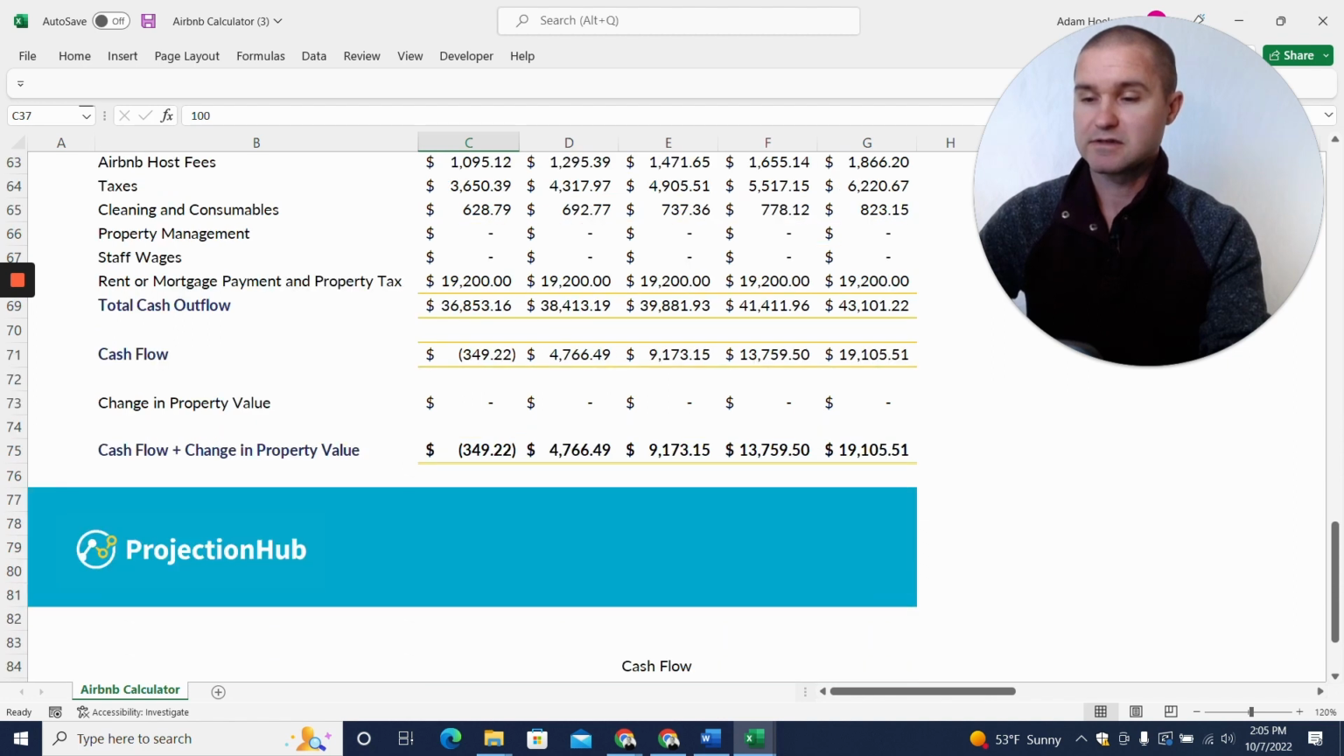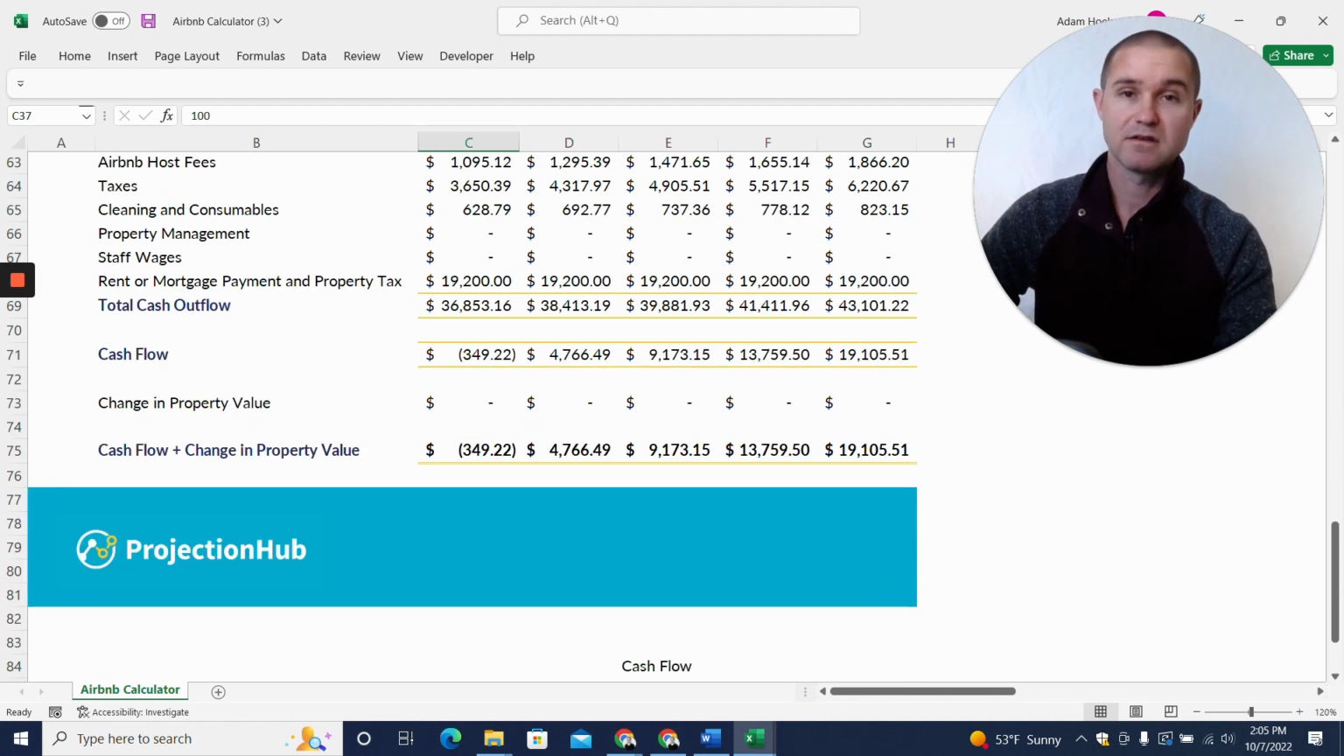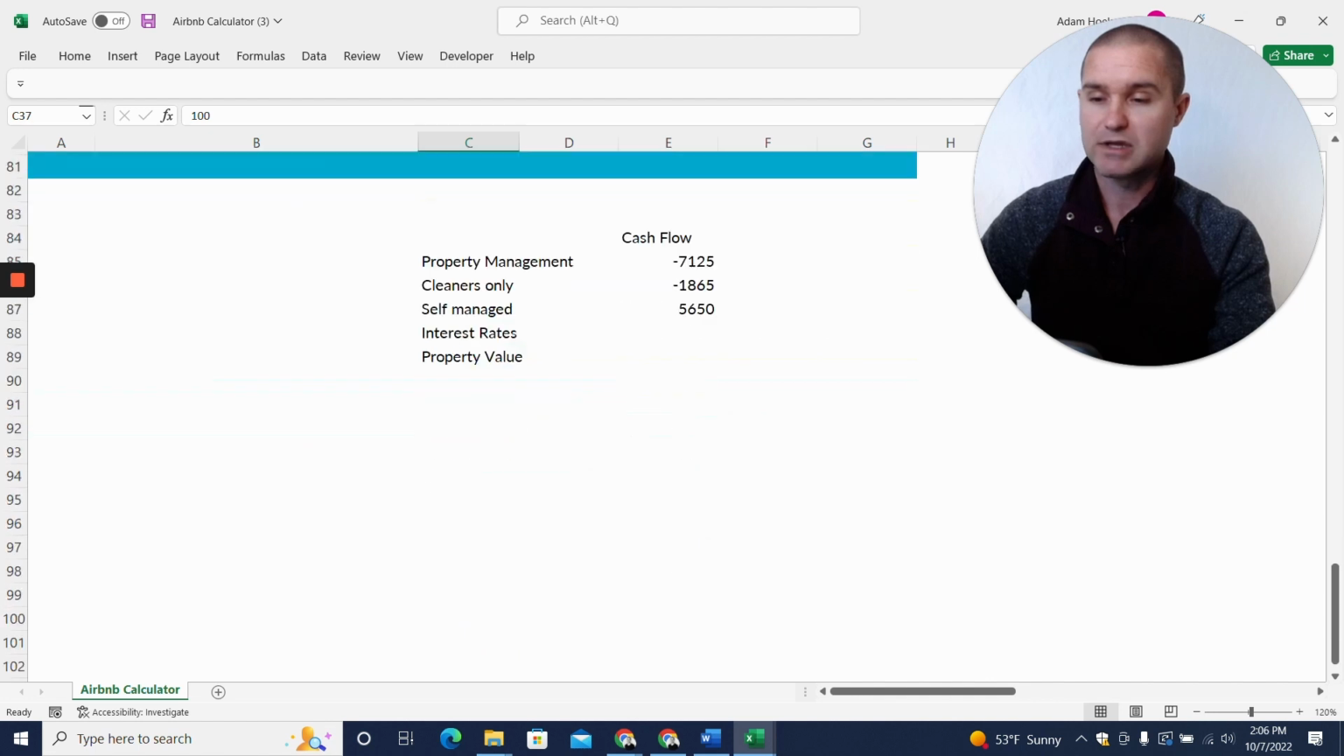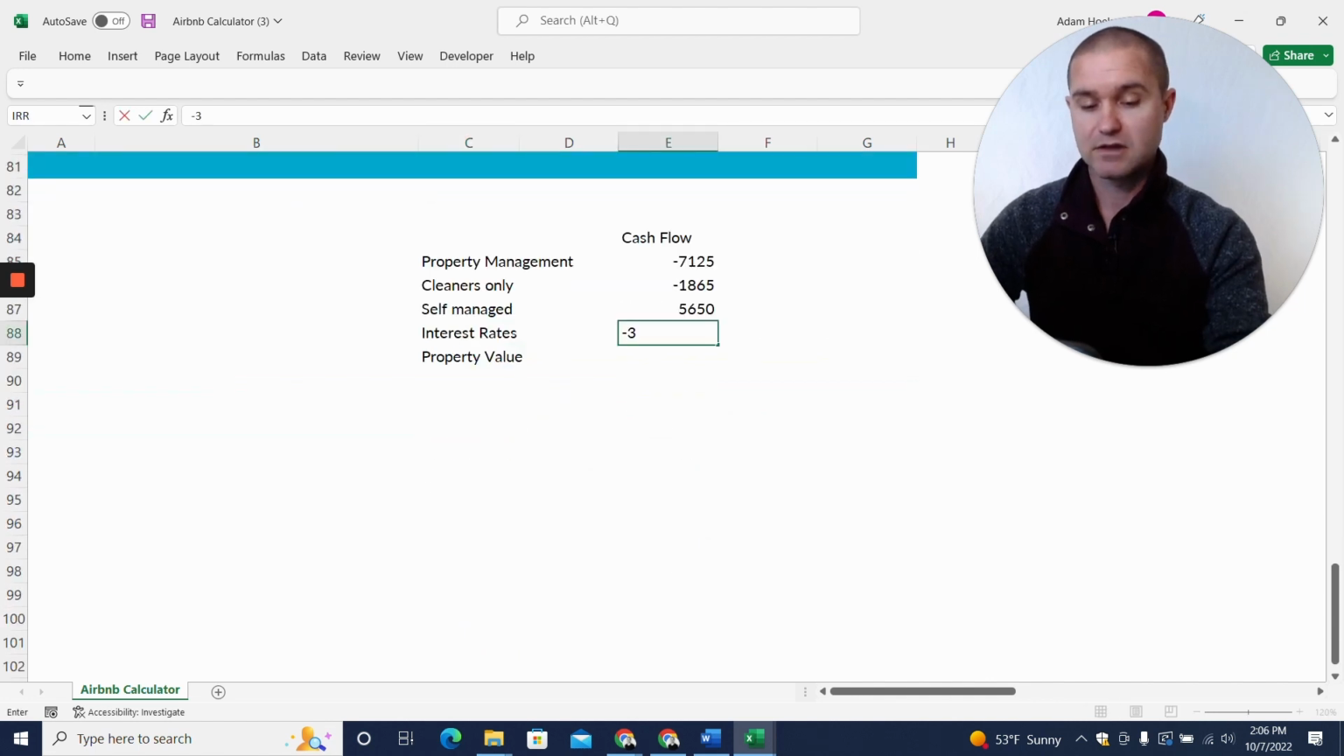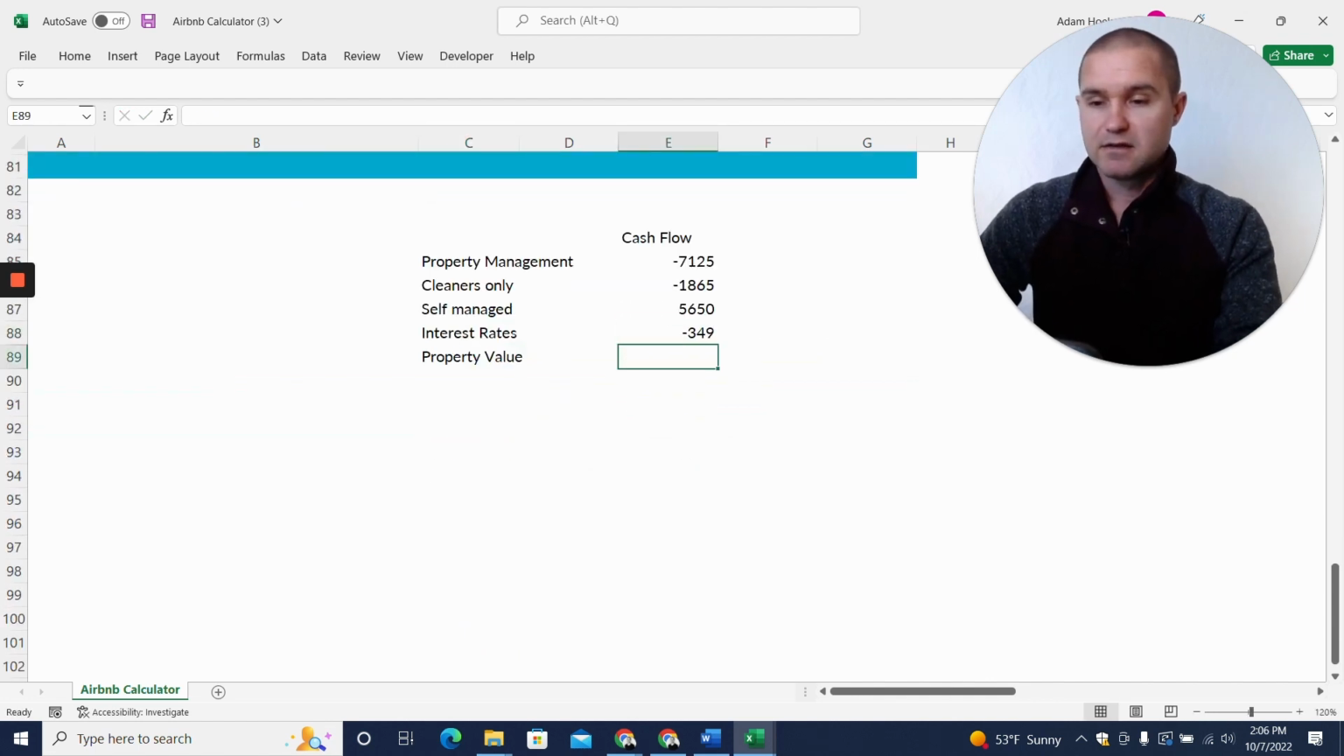So all things the same, just that one change in the interest rate would now make it, even if you're self-managing it, even if you're cleaning it, managing the listing, doing the lawn care, doing everything, still have a negative cash flow in that first year based on these assumptions. So we're going to say negative 349. And now the property value.